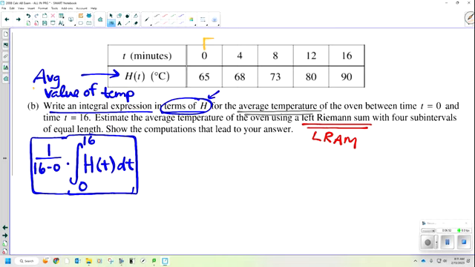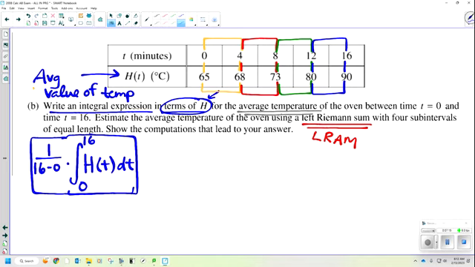goes from 0 to 4, and I include the numbers, I go right through the numbers. The second one goes from 4 to 8. The next one goes from 8 to 12, fantastic. And the last one goes from minute 12 to 16. So if you couldn't visualize your four rectangles, you got them right there right now.